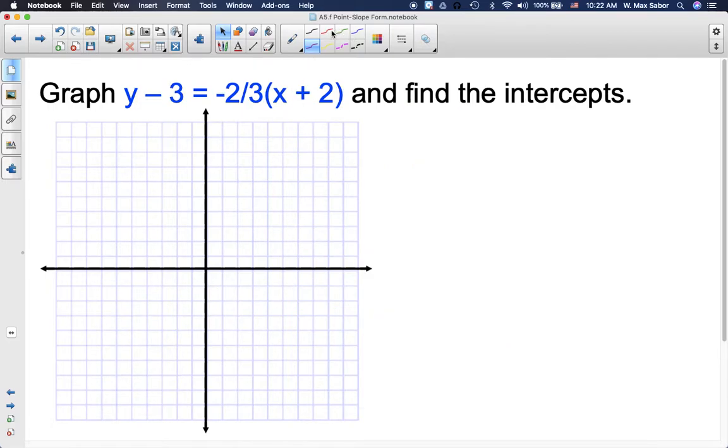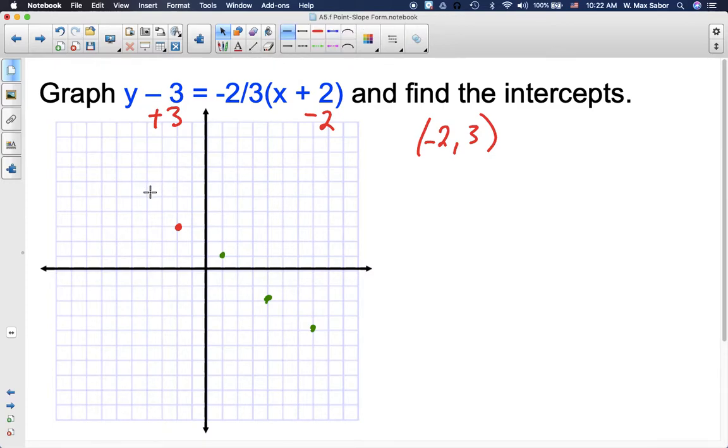All right, let's do this one. The point should be negative 2 now and positive 3. Remember, x comes first, so negative 2 comma positive 3. And our slope is negative 2/3. So down 2, right 3, down 2, right 3, down 2, right 3.